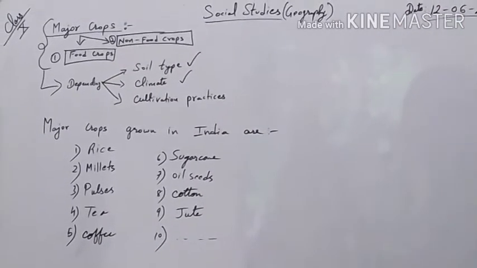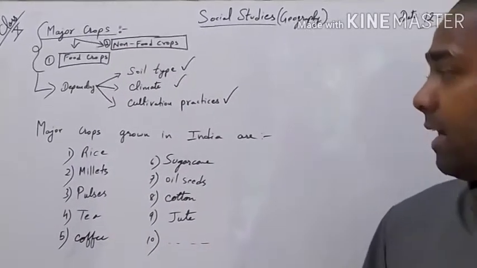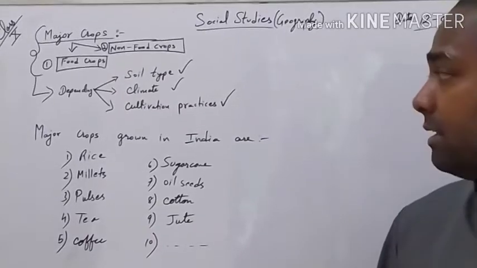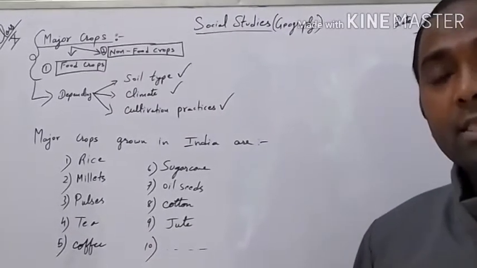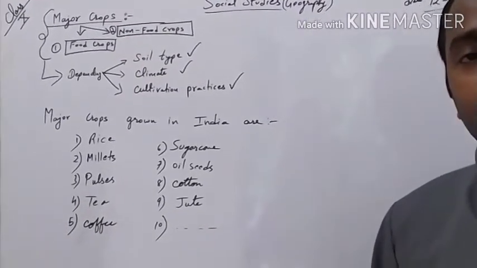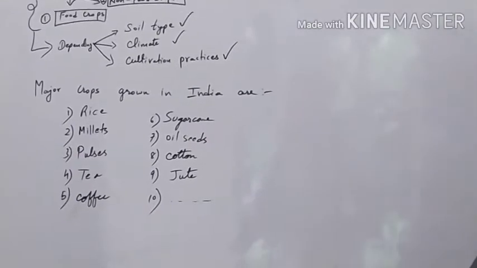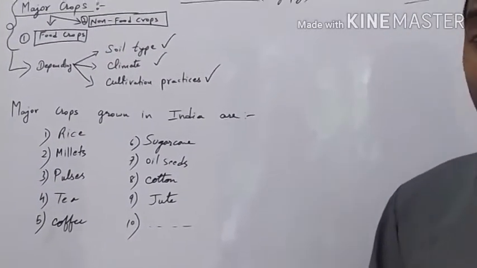Another one is cultivation practice. This is another important factor. In the south, the cultivation practice is different from the north. In the Himalayan region, they practice a different kind of cultivation, whereas in the south they practice another kind of cultivation. So cultivation practices also vary according to the people living there.